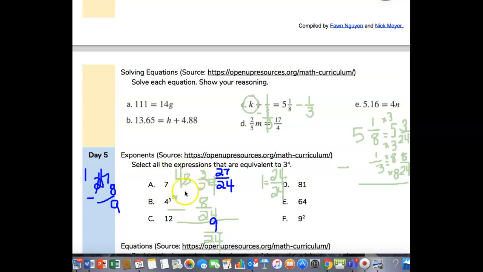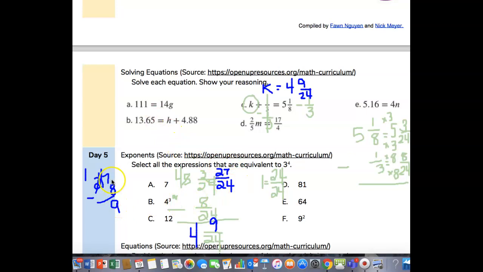But we cannot forget about our whole number. 4 take away 0 is 4. So our final answer here is 4 and 9/24ths. K equals 4 and 9/24ths. Wait. Hold on, did I do that right?